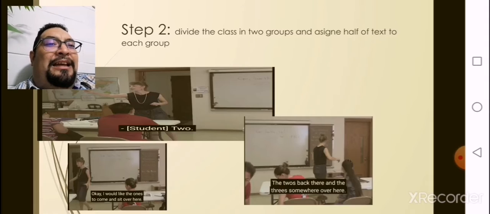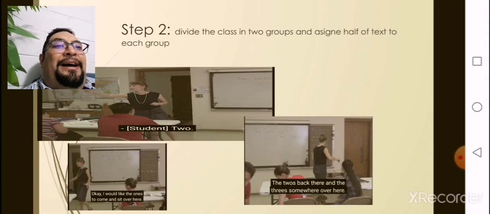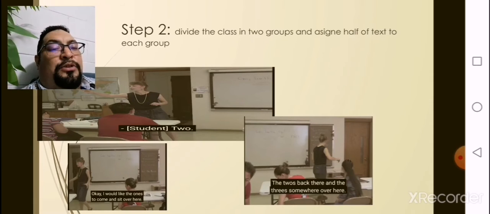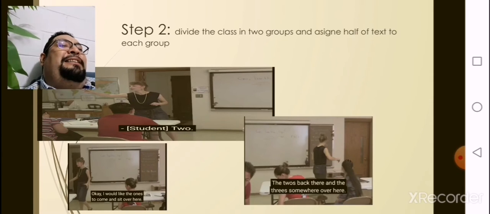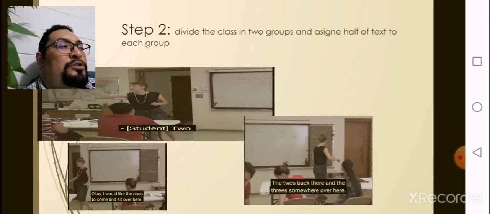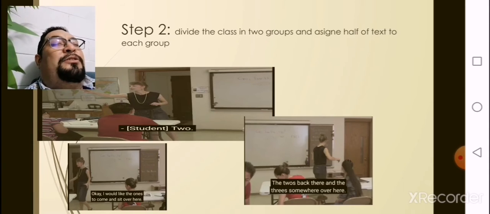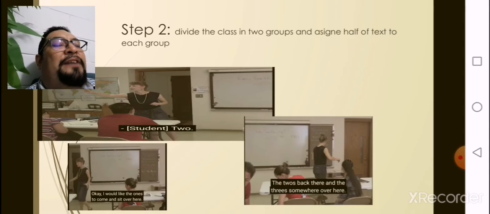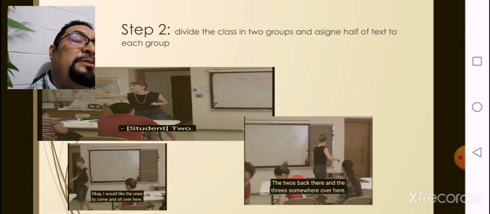The second step that we will cover: divide the class in two groups and assign half of the text to each group. So we will take a text. In this case, it is Go Turtle Go. It's a story about a turtle. It is Basic English 1, and half of the story will go to group number 1, and half of the story will go to group number 2.